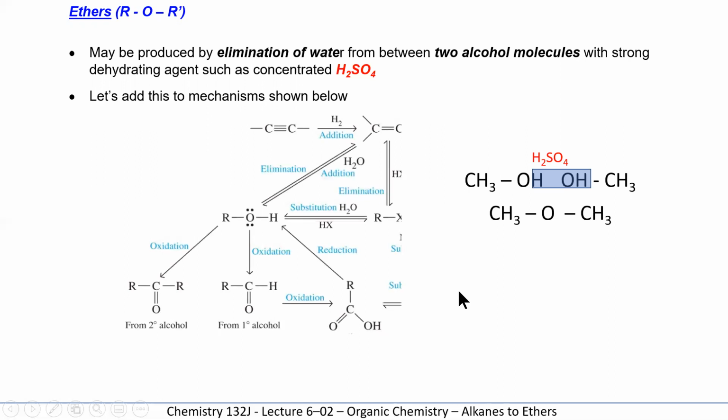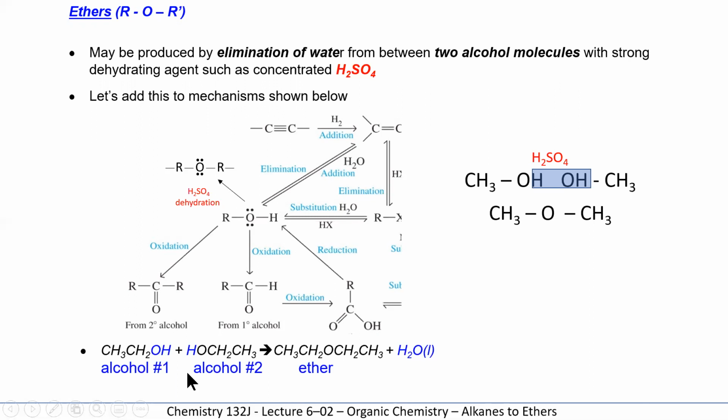Okay, so if you can see where this is, on our chart, here's our alcohol. We're going to dehydrate our alcohol and we're going to make an ether. So we can use either the same alcohol or we can use different alcohols to make different types of ethers.